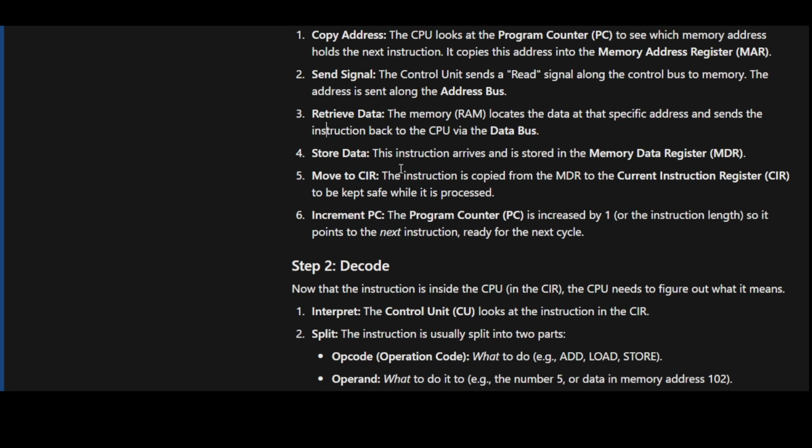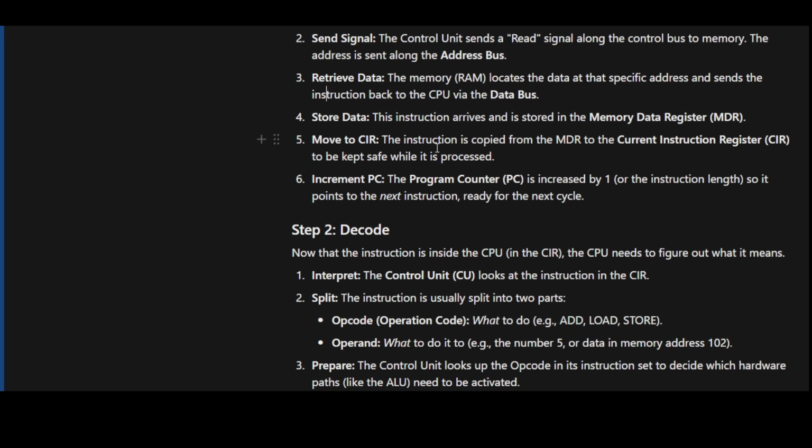And after this, this instruction or this data arrives and is stored in the MDR. So far, these are the steps that we have completed. The next step is that this instruction, that is this data, is copied from the MDR to the current instruction register, that is IR. So this IR contains the current instruction that is being performed, and then the PC is incremented. So this is, end to end, the entire life cycle of the fetch cycle.